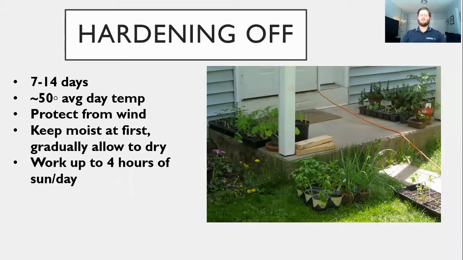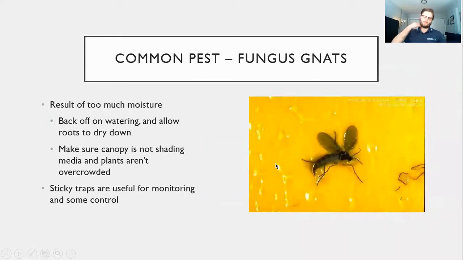But over time, towards the end of that first week, or 10 days, 14 days, however long you feel like doing this for, you do want to allow them to slowly dry down, to get used to that sensation of not having a moist root zone constantly. You want to work this up to around 4 hours of sun per day. You might start with 30 minutes, then go to an hour, then an hour and 15, or however you want to do it. But this is a great way to get your plants accustomed to that sensation.